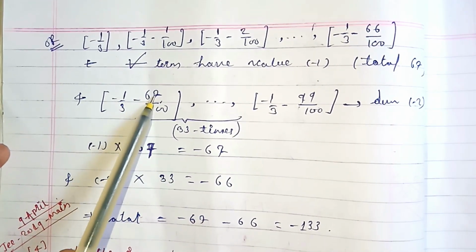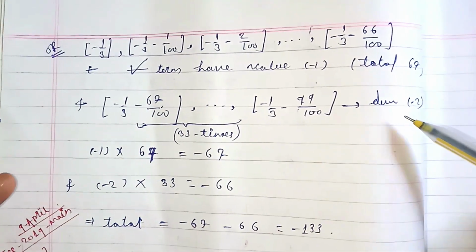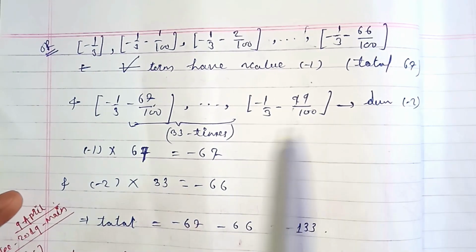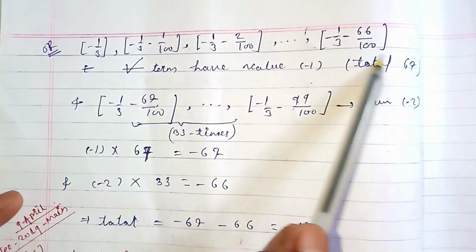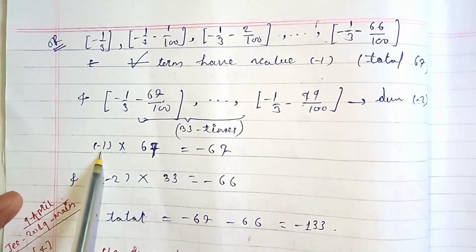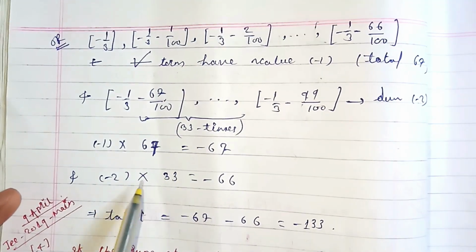Negative 1 by 3, negative 67 by 100. You can go through the calculation from this term and you will get negative 2. So the greatest integer function comes to negative 2. So I got that the first 67 terms have a value of negative 1, and then the next 33 terms have a value of negative 2.